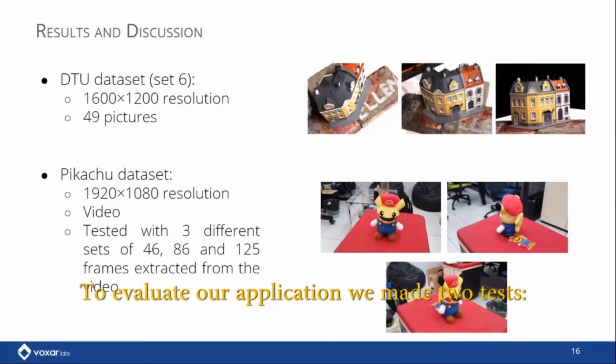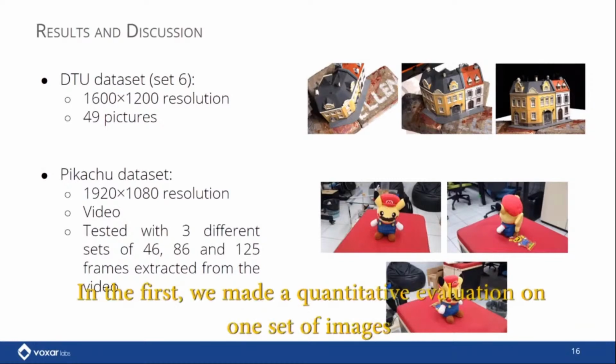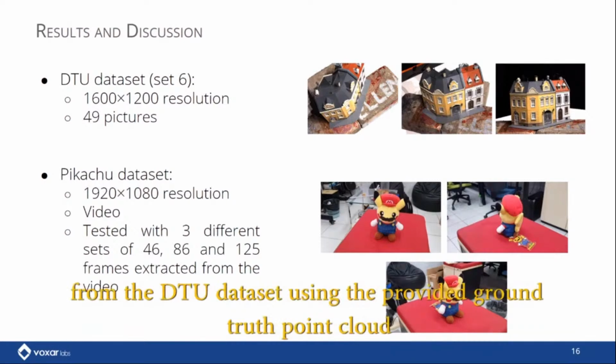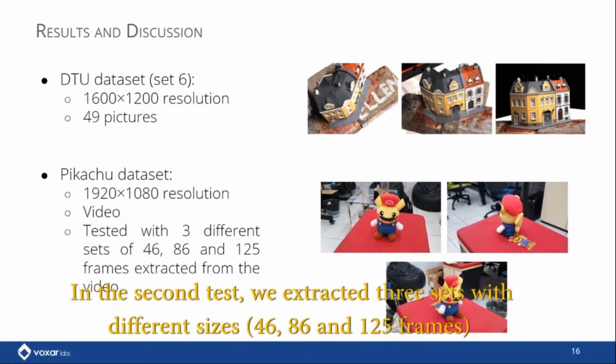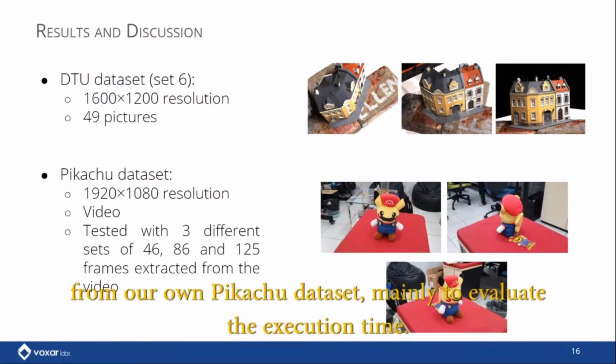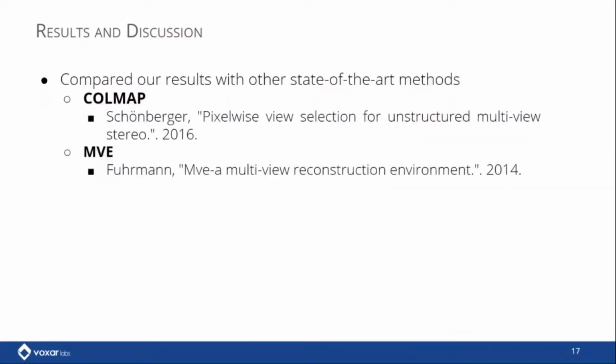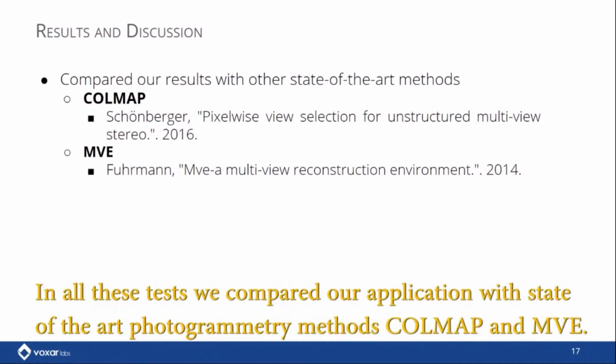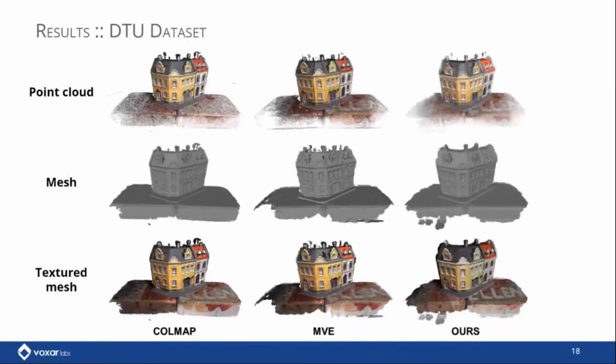To evaluate our application, we made 2 tests. In the first, we made a quantitative evaluation on one of the sets of images from the DTU dataset using the provided ground truth point cloud. In the second test, we extracted 3 sets with different sizes of 46, 86, and 125 frames from our own Pikachu dataset, mainly to evaluate the execution time. In all these tests, we compared our application with state-of-the-art photogrammetry methods, COLMAP and MVE.